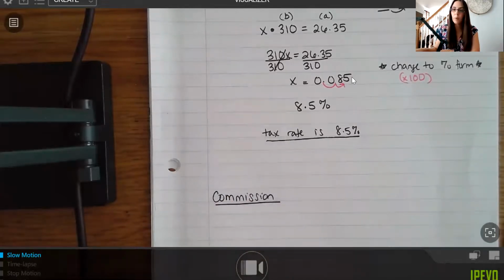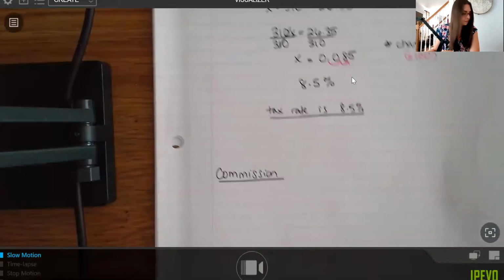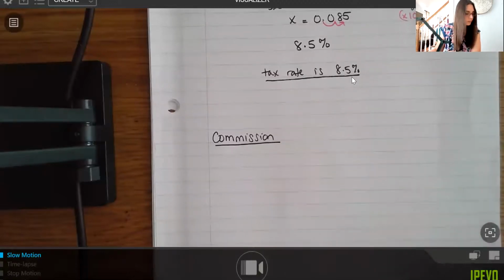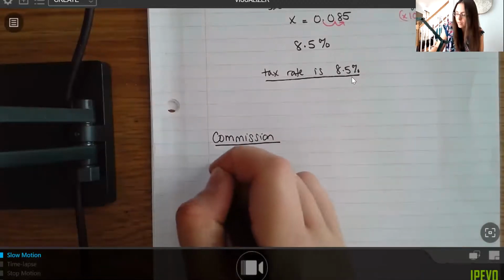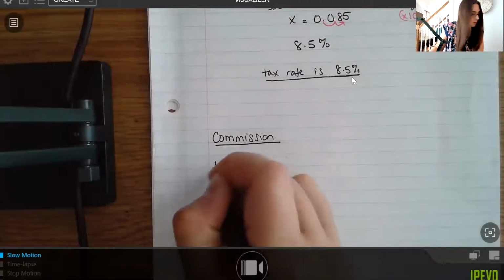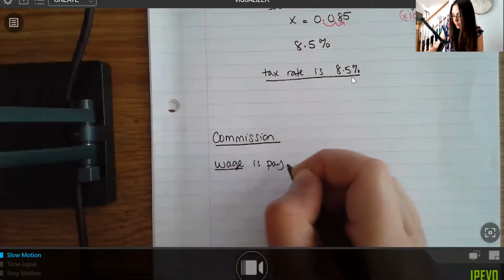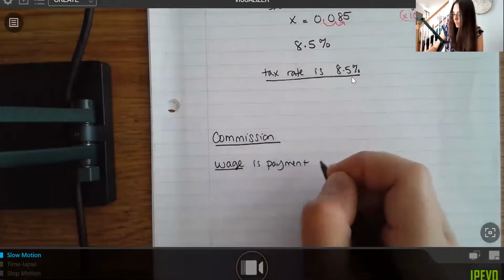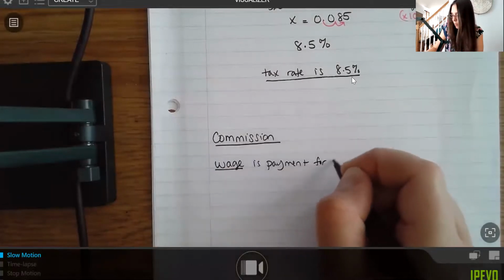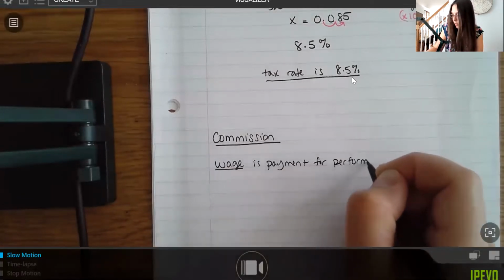Another really common application of percents pertaining to money is commission. So a couple of definitions here. A wage is a payment for performing work.